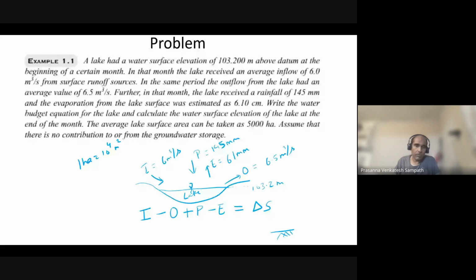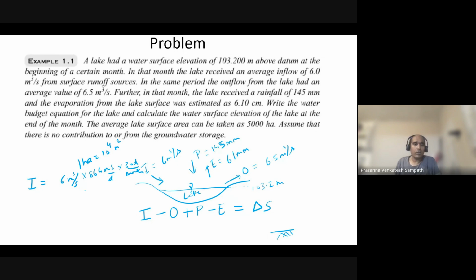I'll just talk about it for 1 minute, and then the remaining terms I'll leave to you. So it is 6 meter cube per second, multiplied by 86,400 seconds per day, multiplied by 30 days per month, right? So this will give me 86,400 into 30. So second cancels, day cancels, so you've got meter cube per month.